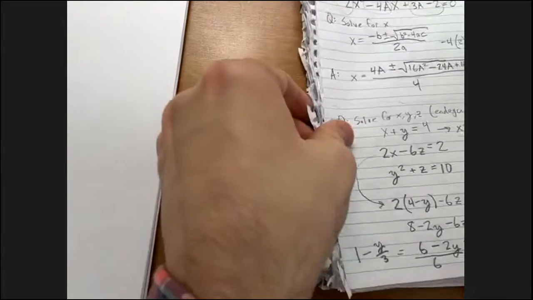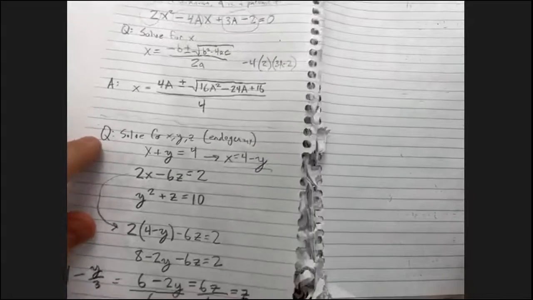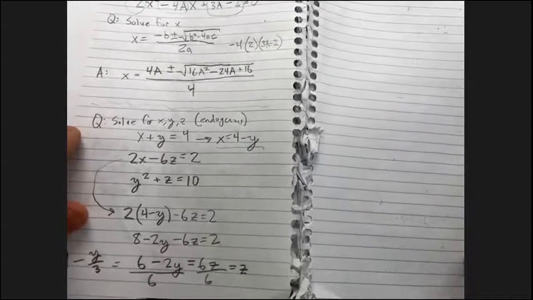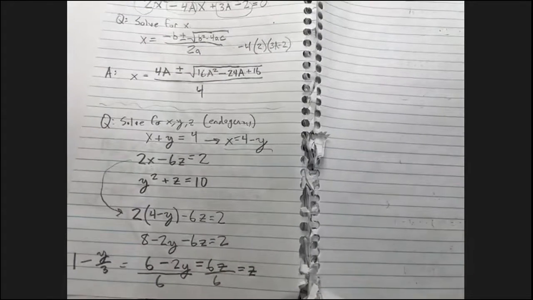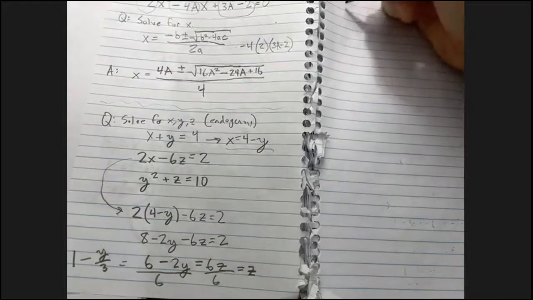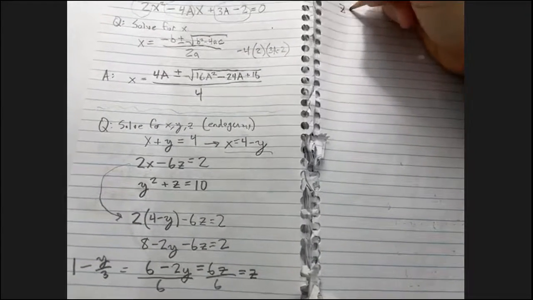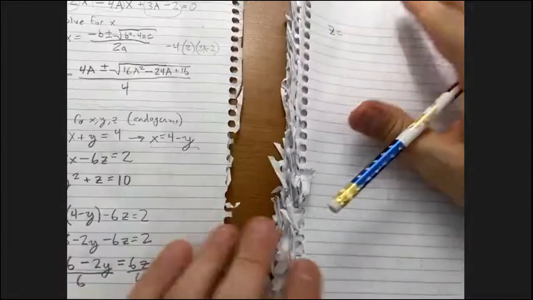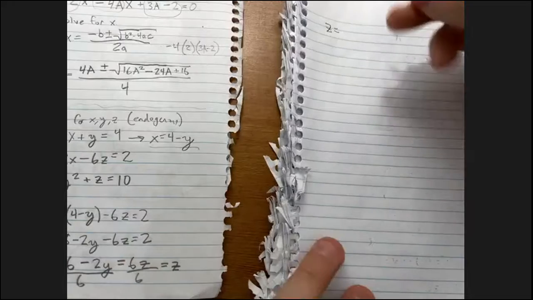Here, let me leave this here and maybe I can put side by side. Oh yeah, side by side's better. Sorry, these have all been ripped out of a notebook, but here we go. So where are we now? I'm going to rewrite what I've just found. Z equals, oh, it's way up here, you can't see it. Z equals 1 minus y over 3.